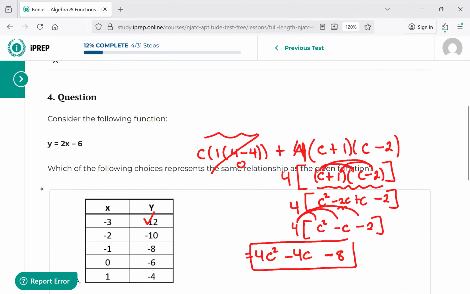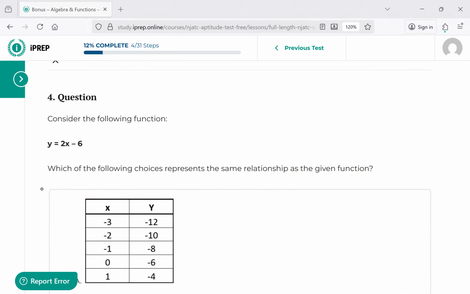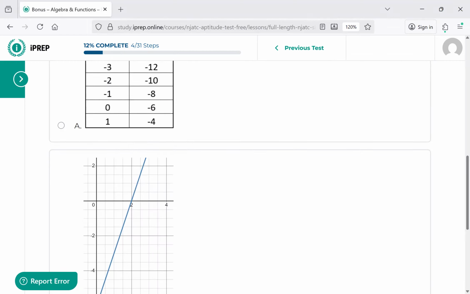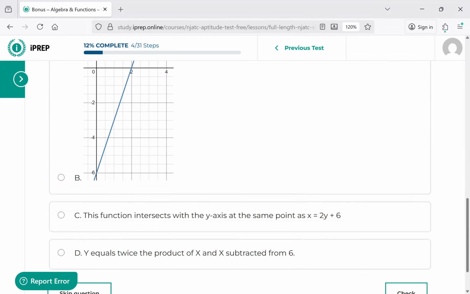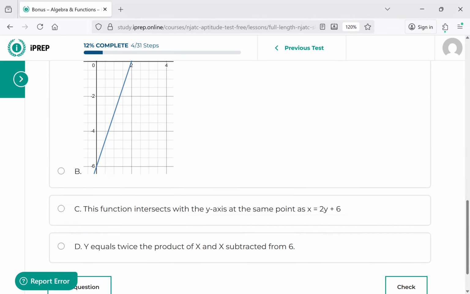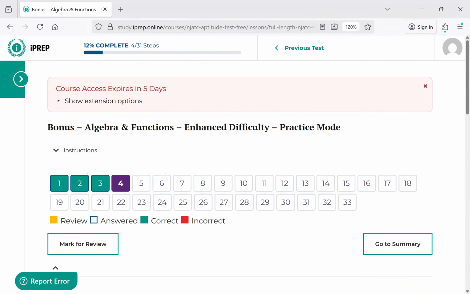Let's move on to question 4. We have this linear line y equals 2x minus 6. Which of the following represents the same relationship of the given function? So on the first one, let's look at our choices. We have a table, we have a linear line, and then C and D. Let's look at the table first.